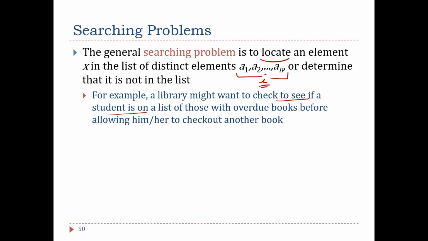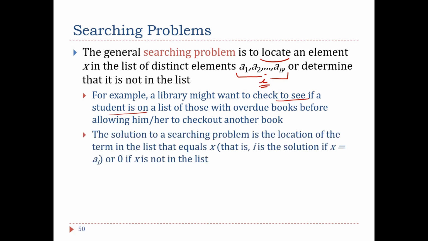Also, we search for feeds coming from a certain specific friend, for a certain message, or for a certain phone book entry, and so on and so forth. So the solution to a searching problem is the location of the term in the list that equals the element that we are searching for. It means that it equals X.